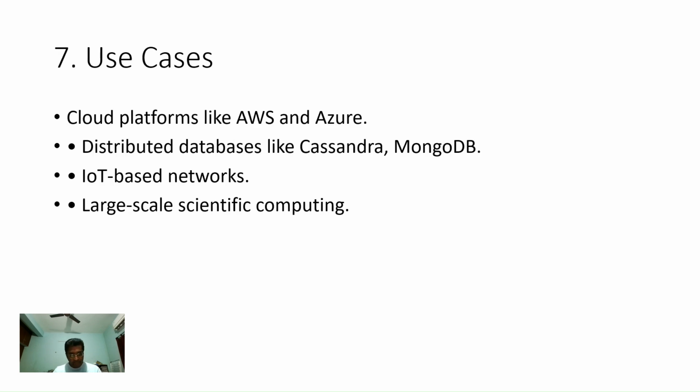And there are some use cases which can be checked out, like AWS and Azure. These are use case cloud platforms which can be visualized and checked out. And also distributed databases, like Cassandra and MongoDB. And we can also add IoT based networks, and also large scale scientific computing. So all these form the use cases.